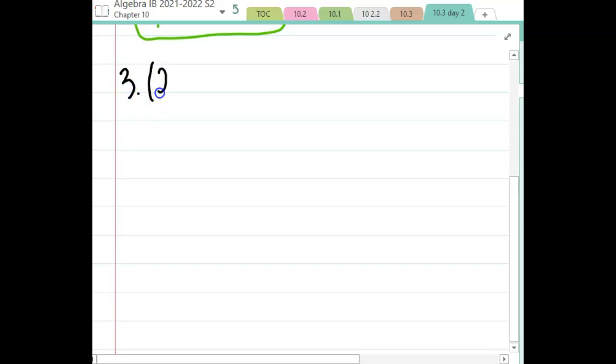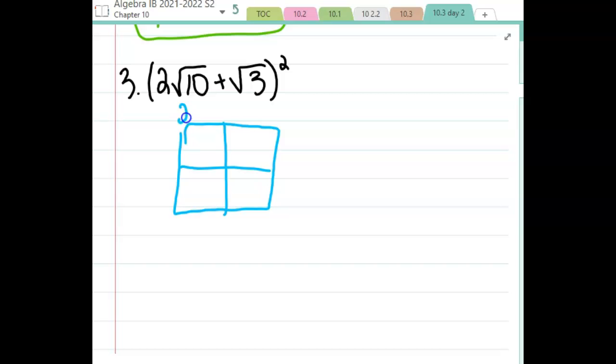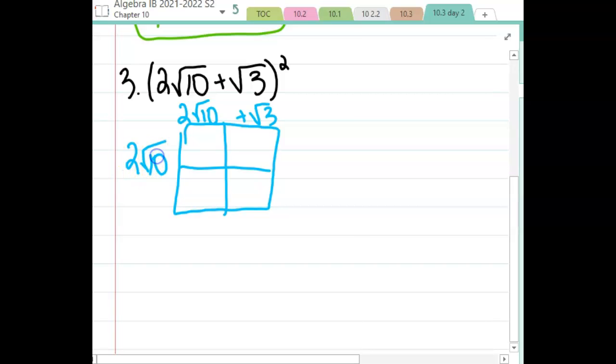Let's say we have 2 square roots of 10 plus the square root of 3, quantity squared. These are the ones where you're going to have to use the box method. Remember, these are the ones where it's tempting to just square both of these. You cannot do that. This is the box method where you have the same thing on the top of the box as you do down the side. It's going to be 2 square roots of 10 plus the square root of 3, and down the side, 2 square roots of 10 plus the square root of 3.